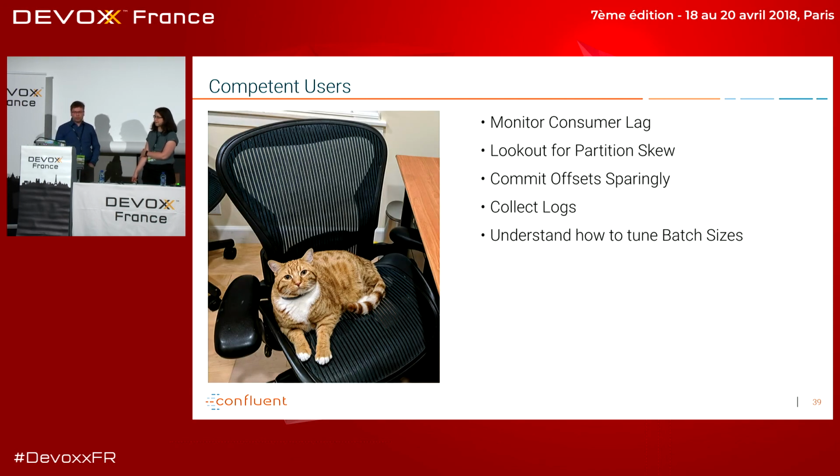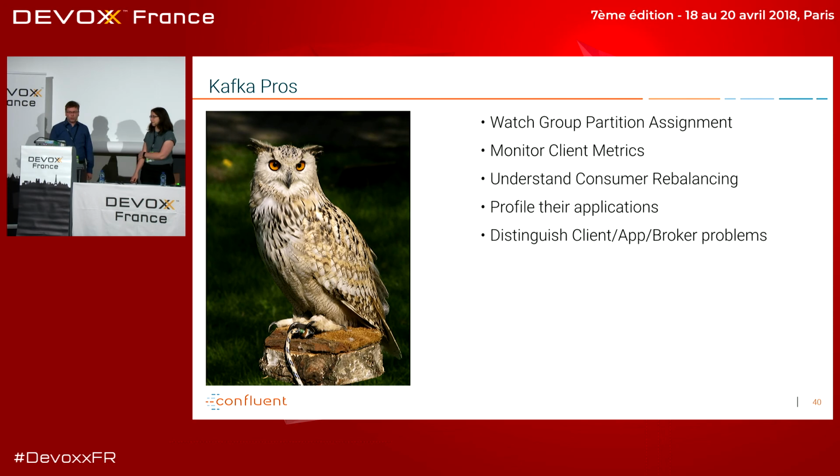So just to recap, the component users will monitor consumer lag, like I said, the first thing to look out for. They'll look for partition skew. They'll commit offsets sparingly and collect the logs, understand how to tune their batch sizes. But the real pros will also want to understand their partition assignment, how to do good capacity allocation. They actually start monitoring their clients. They understand the concept of rebalancing. They understand some of the protocol. And they know how to profile the applications. And the end goal is really to be able to tell: is this problem in my client, is it in the app, or is it in the broker?